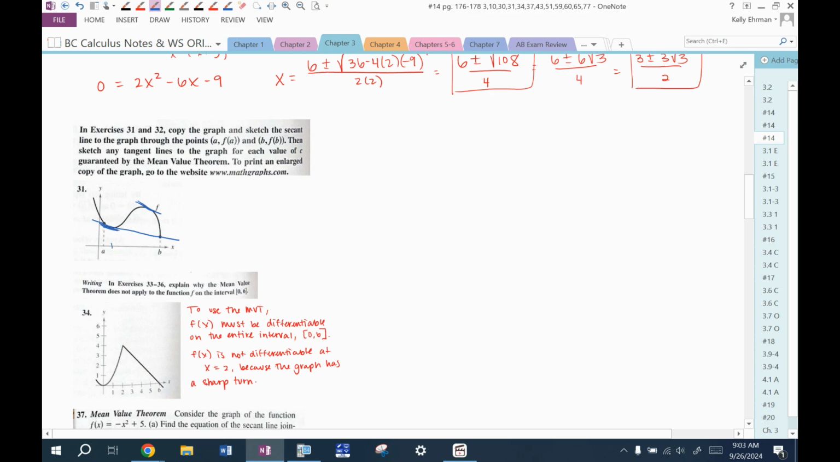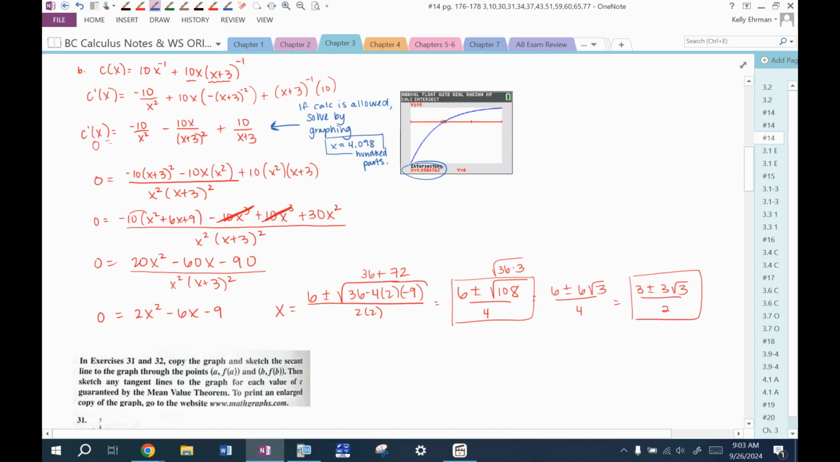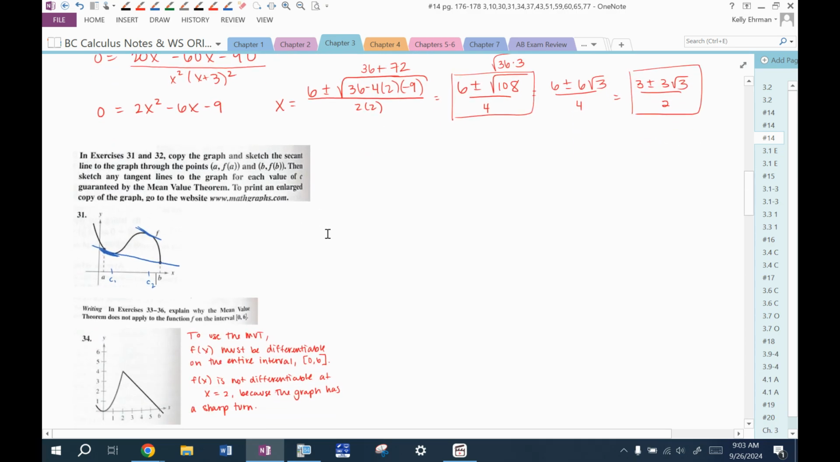I believe there would be 2. So it's not asking us to find the locations. We don't have the information for that. But there are 2, this is a very rough sketch, 2 C values in that interval where we would be able to imagine that there are tangents that are parallel.